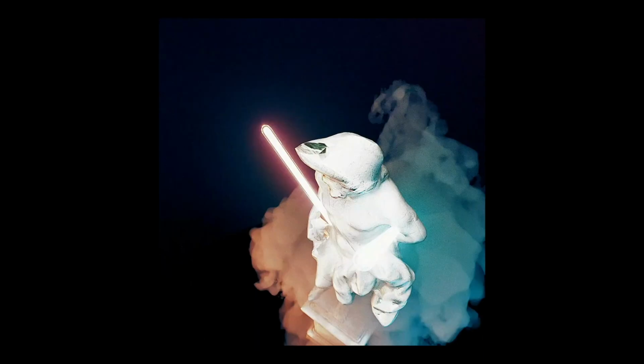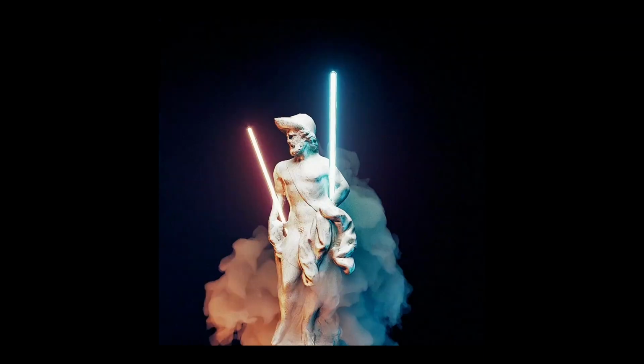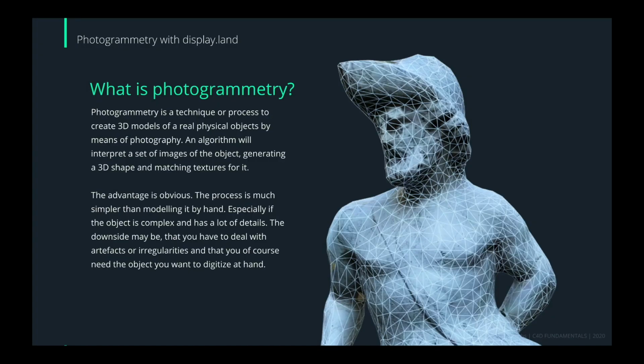I will show you the process now, but before we go into that, let's have a quick look into what photogrammetry actually is. So photogrammetry is a technique or process to create 3D models out of real physical objects by means of photography. So it means you take a lot of photos of the object, and then an algorithm will interpret this set of images and will generate a 3D shape out of it. And it will also create a matching texture.